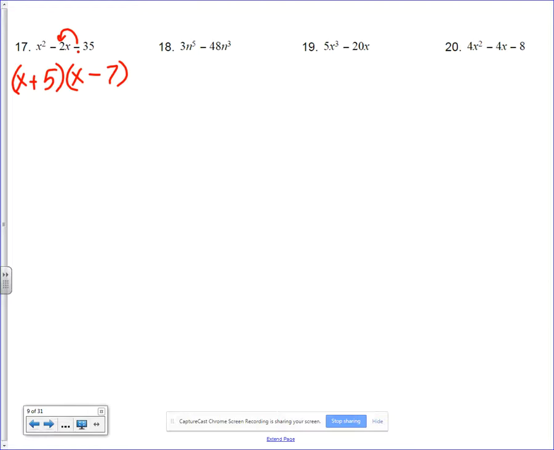Okay. Over to number 20. Do you have a GCF? Yes. What can I take out of all of those? If you take out a 4, what's left?